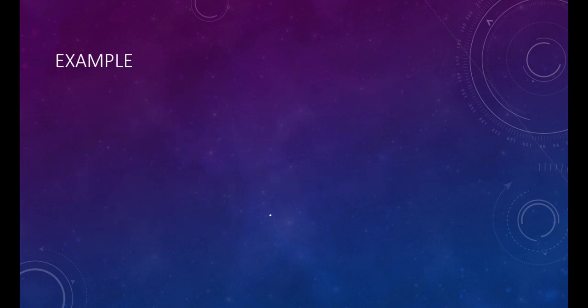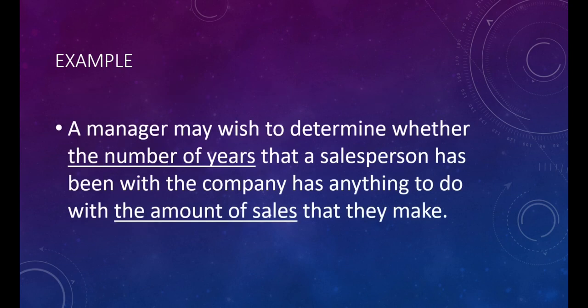Let's look at an example. A manager may wish to determine whether the number of years that a salesperson has been with the company has anything to do with the amount of sales that they make. Notice here that the number of years is going to represent our explanatory variable. We cannot control that. So X, in this case, is going to be the number of years that this person is going to work with the company.